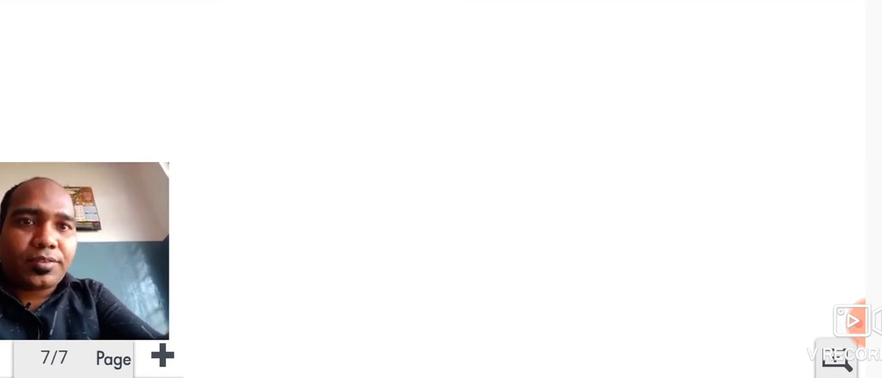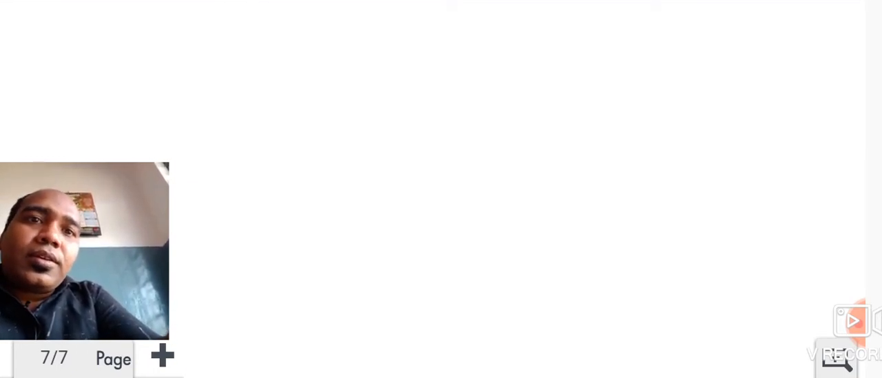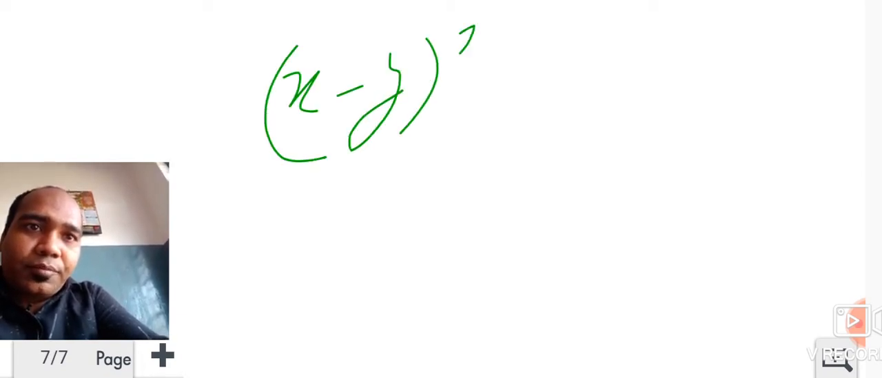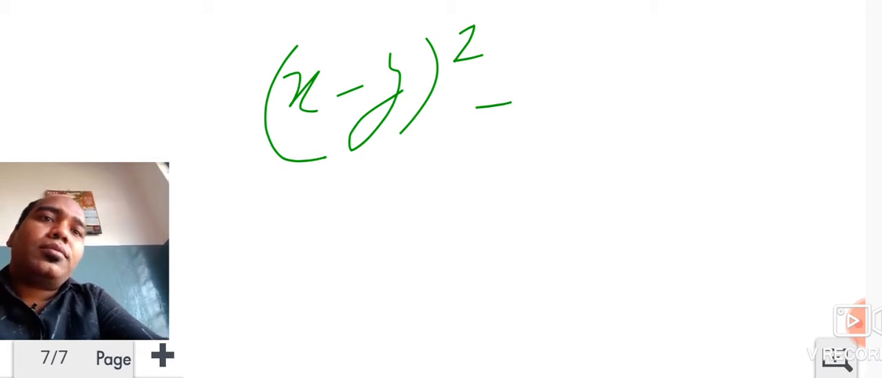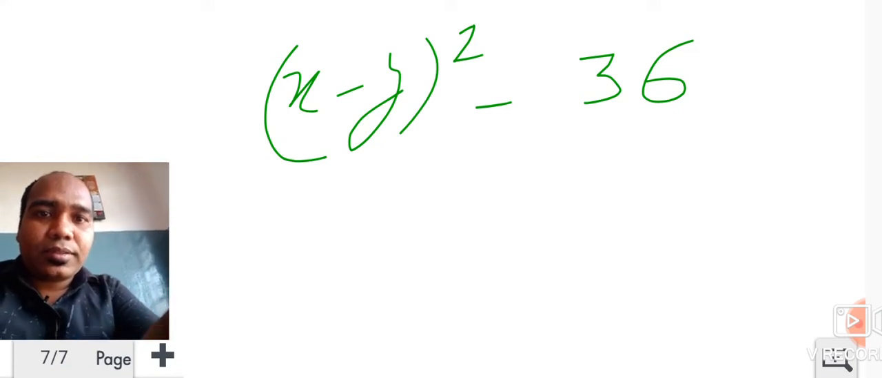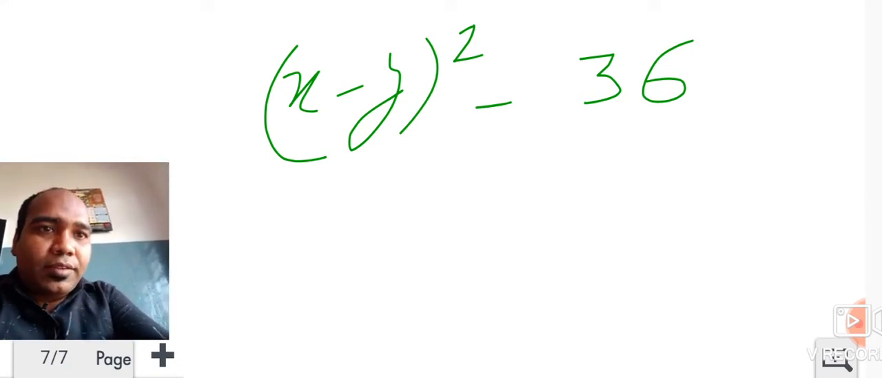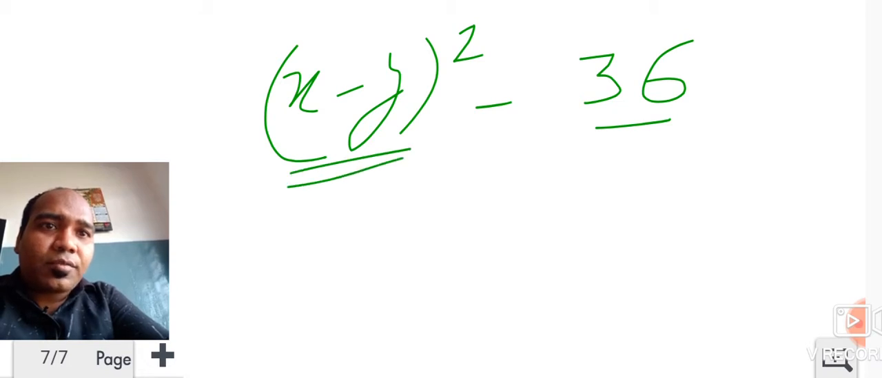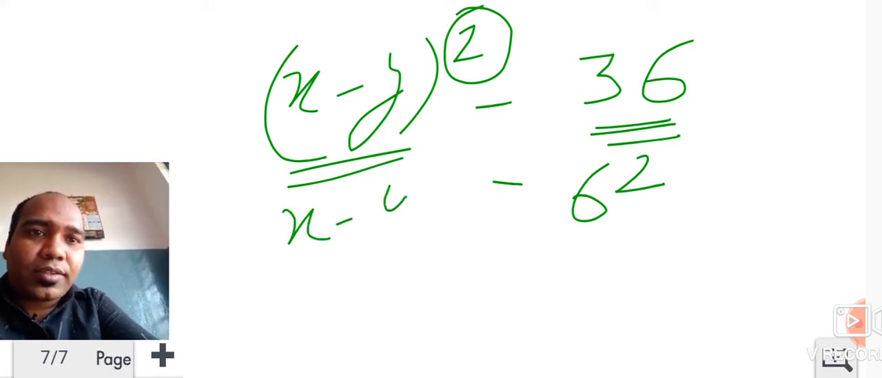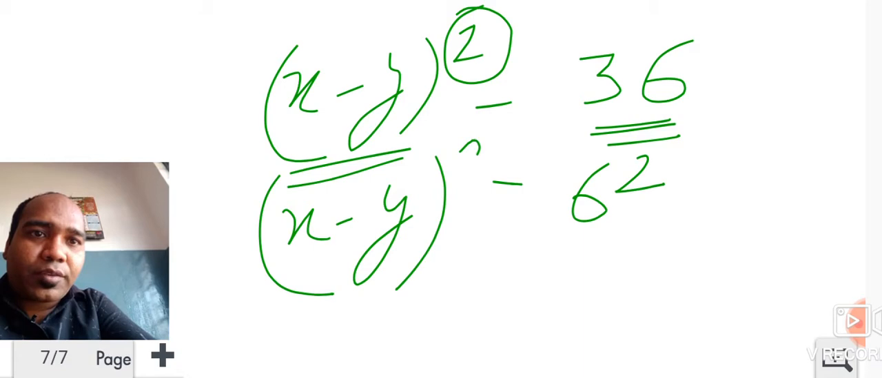Now, suppose I ask you: x minus y whole square minus 36, factorize it. Can we write 36 in the form of a square? Yes, 36 can be written as 6 square, and x minus y is already in square form.